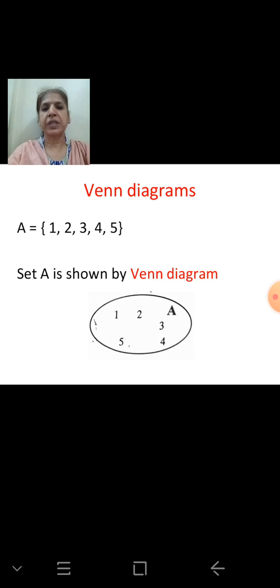Now Venn diagrams. Sets can also be represented by using closed figures, which are known as Venn diagrams. You can draw any closed figure. Here set A is given as 1, 2, 3, 4, 5. This can be shown by a Venn diagram. You can draw any closed figure like a circle or the given shape, write those elements in it, 1, 2, 3, 4, 5, and write the name of the set. These Venn diagrams also help us to understand the relationship between the sets and solve sums based on sets.